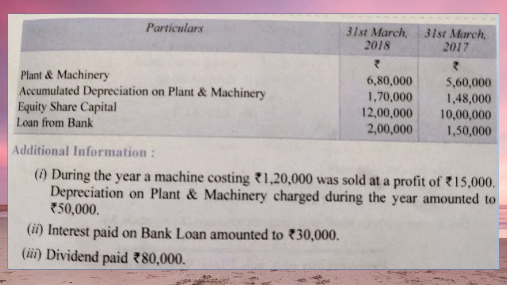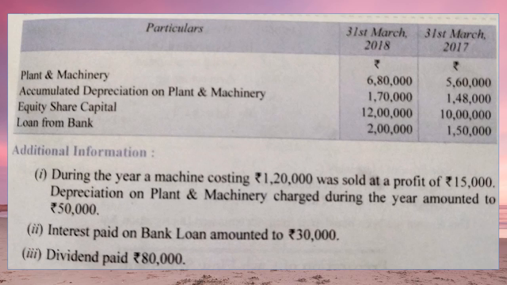Plant and machinery. Look, it was rupees 5,60,000 balance in the previous year and now 6,80,000. It means some more machinery has been added. Not added, it has been purchased. Purchase happened, therefore it has been added. And here you have to understand one thing: here the plant and machinery account will be prepared, make it carefully. In the previous lecture I explained about accumulated depreciation account and fixed assets account.